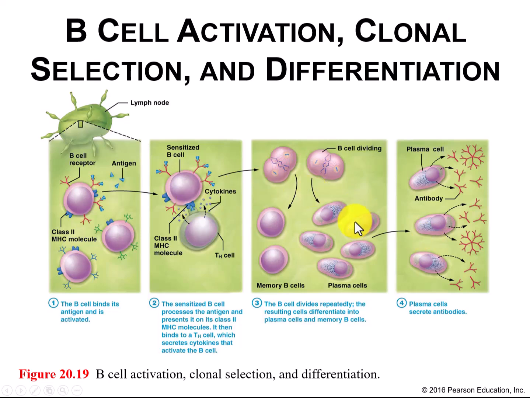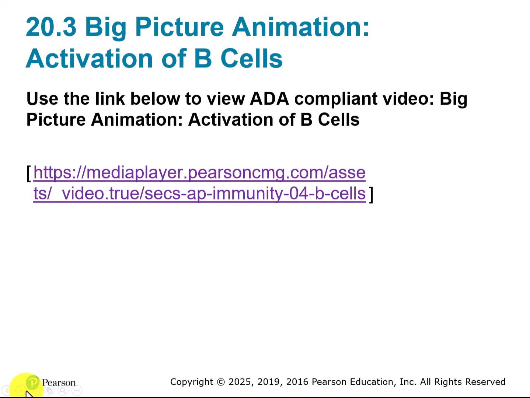Once the B cell starts dividing, we will have plasma cells, which are the cells that secrete antibody, but we will also form a few memory cells so that if we see this antigen again, we can elicit an even stronger response. Let's look at this video of activation of B cells.